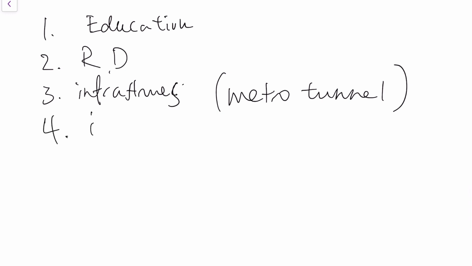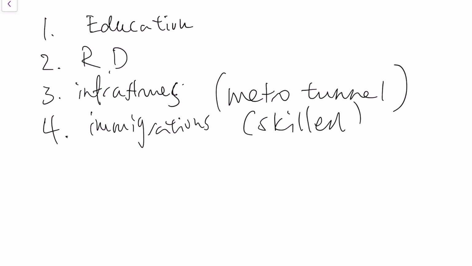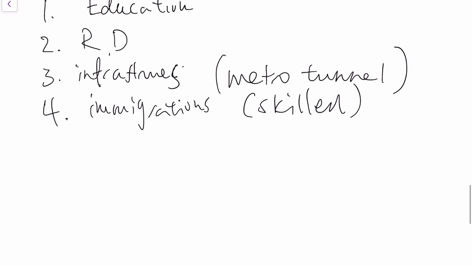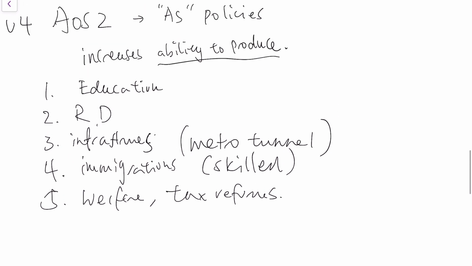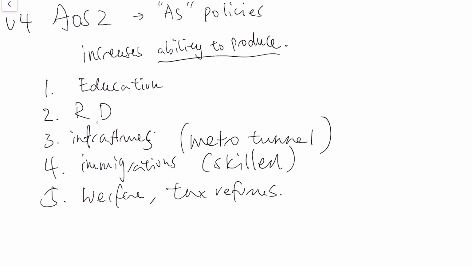We have immigration policies. We could have welfare and tax reforms. Maybe decrease the tax rate so people are willing to work harder. In this way, we increase the ability of the economy to supply and make Australia more competitive globally. So this is essentially the AS policies.